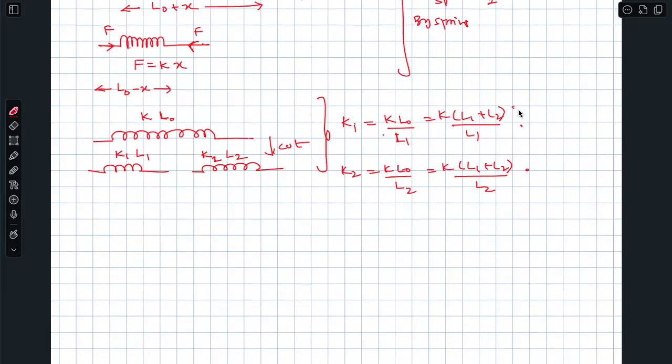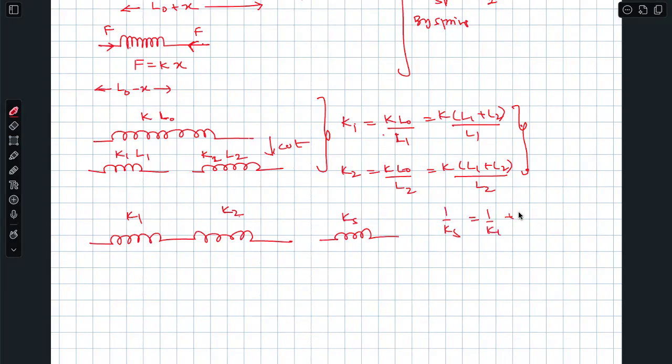Now the question is, if the springs are connected in series, you have two springs like this. We have already done all these basics in the springs chapter, Newton's laws. This is equivalent to K series such that 1 by K series is 1 by K1 plus 1 by K2. Remember, in this case, tension in each spring is the same.